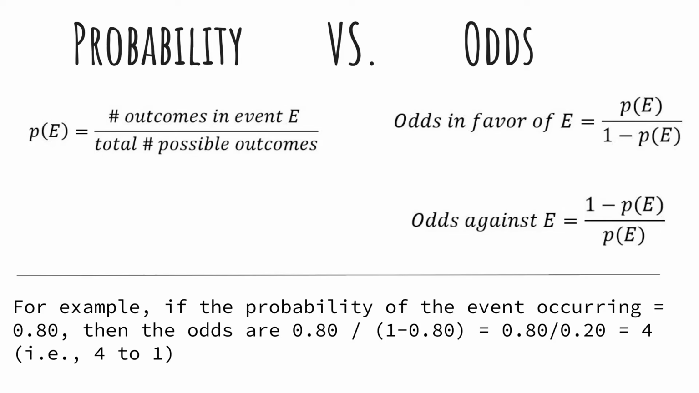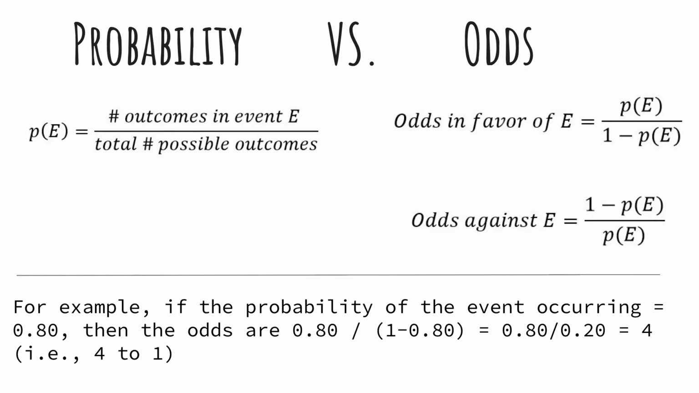So first of all, it's important for you to understand the difference between probability and odds. When we talk about the probability of something happening, we take the number of outcomes of the event happening divided by the total number of possible outcomes. So probability is usually written as a fraction or a decimal. When we look at odds, it's more of a ratio.